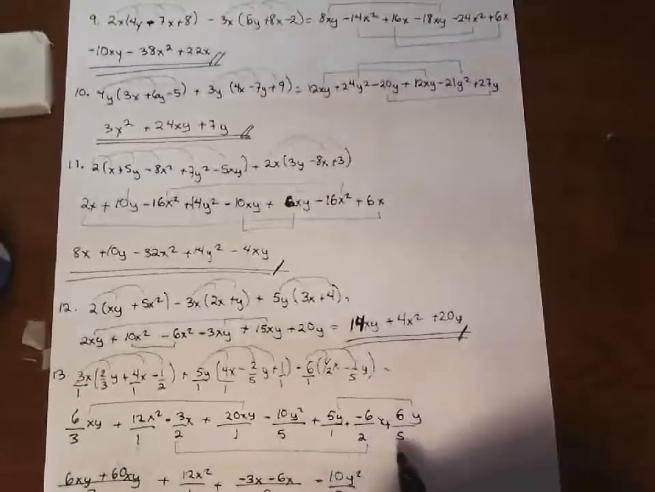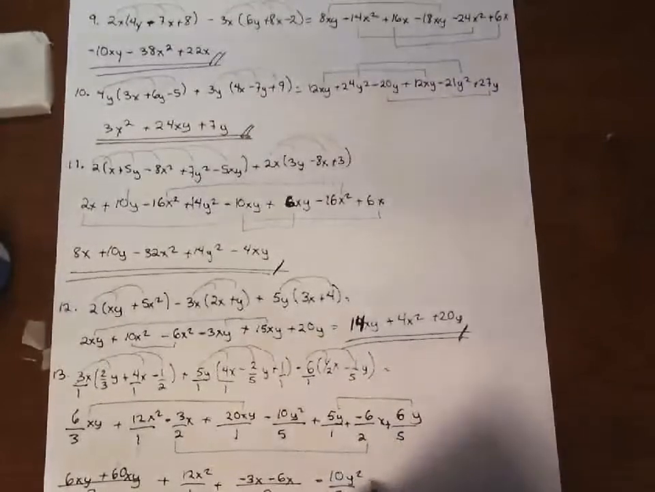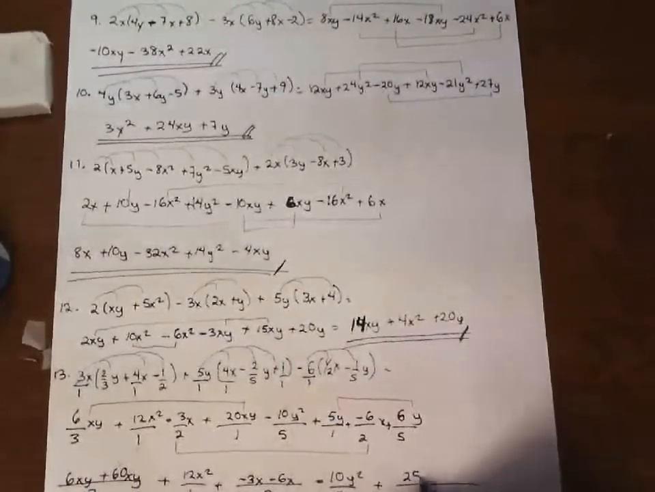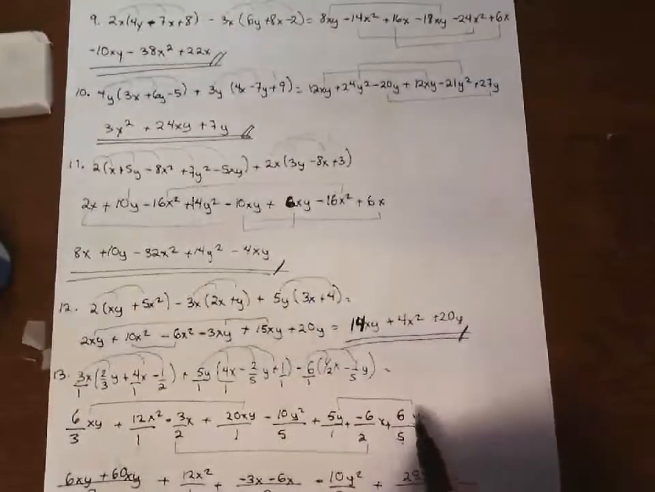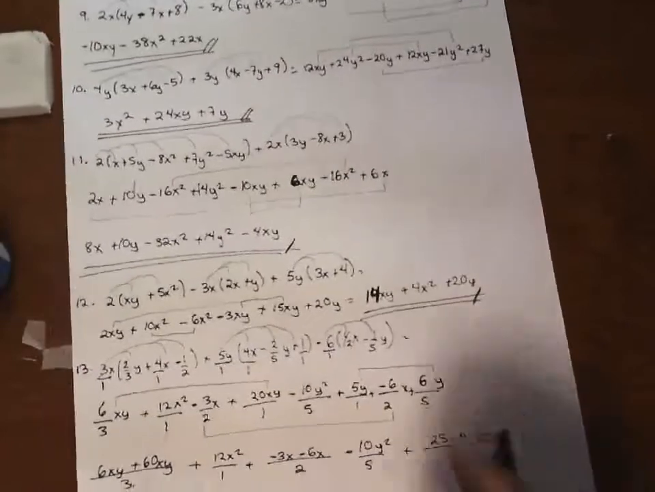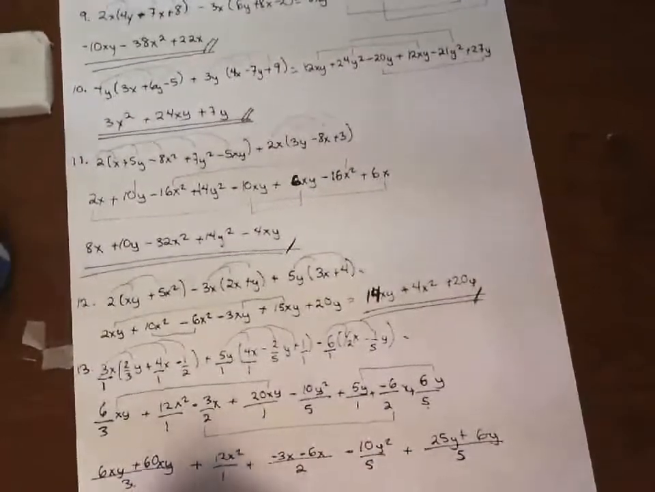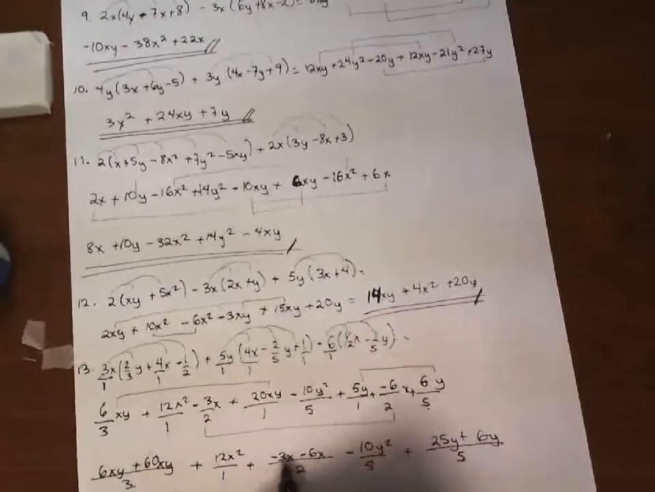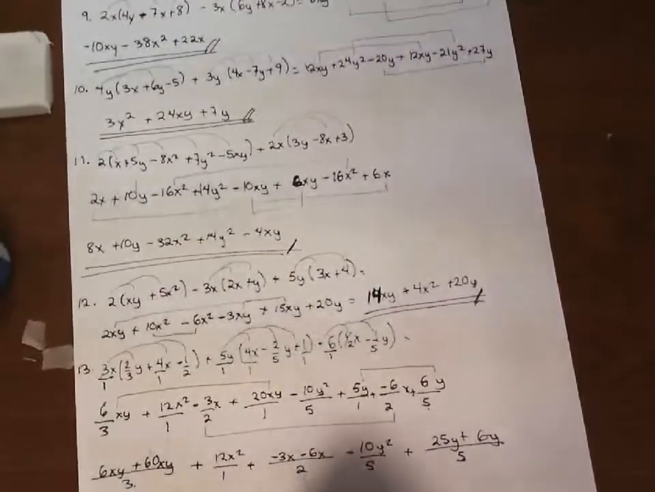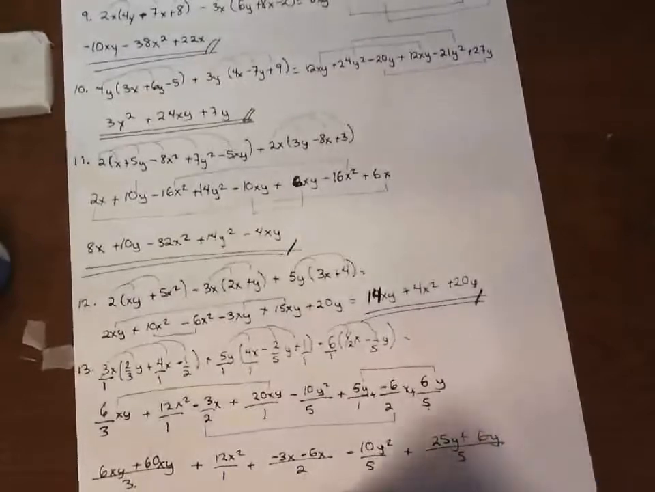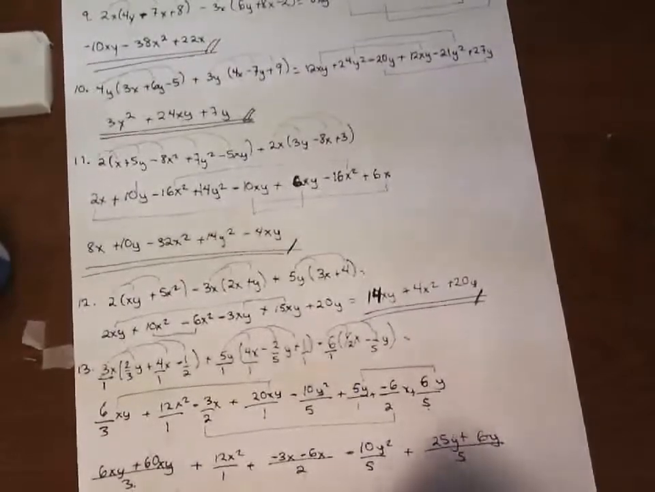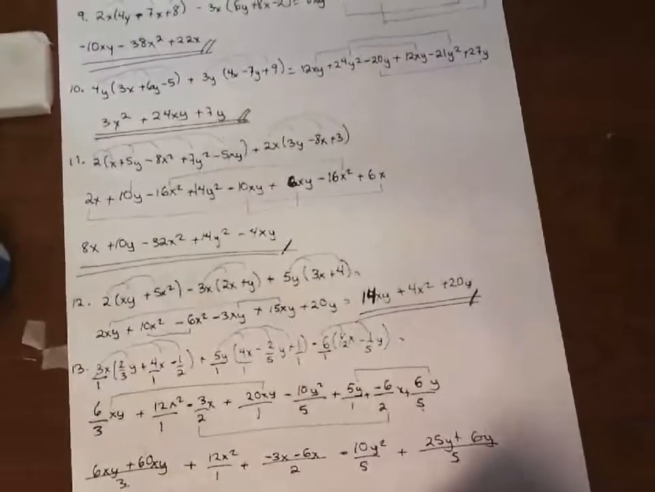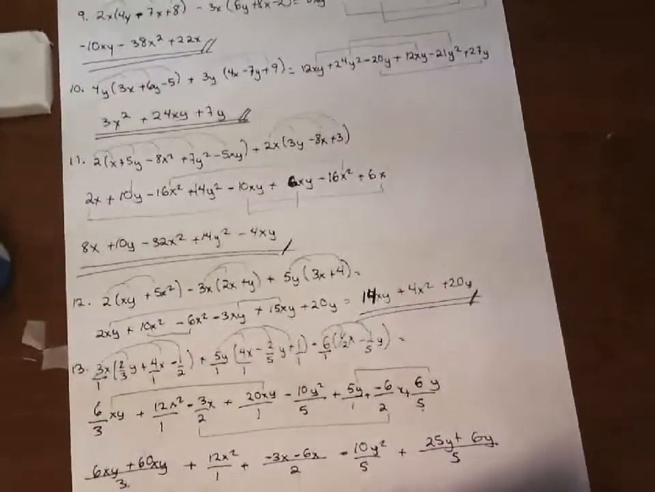Then a 5 over 1 and 6 over 5 are divided by 5, so our common denominator here is 5. 5 divided by 1, 5 times 5, 25y. 5 divided by 5, 1 times 6, 6y. Solve this, 66xy thirds plus 12 divided by 1 is 12, so it's easier to write like this. Minus 3 minus 6, minus 9x over 2, minus 10y squared over 5, and 25 plus 6, 31 fifths of y. Okay?